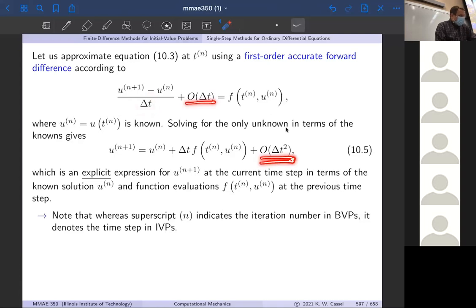So the local truncation error is this, order delta t squared. That is the error produced every time I take one step. I take one step, I get another error that's roughly order delta t squared. Order delta t squared, order delta t squared.